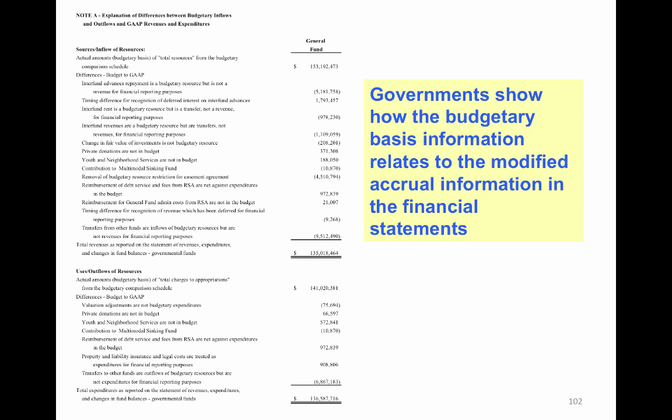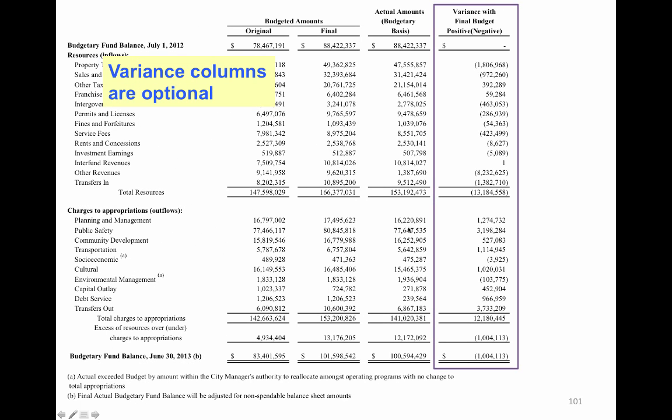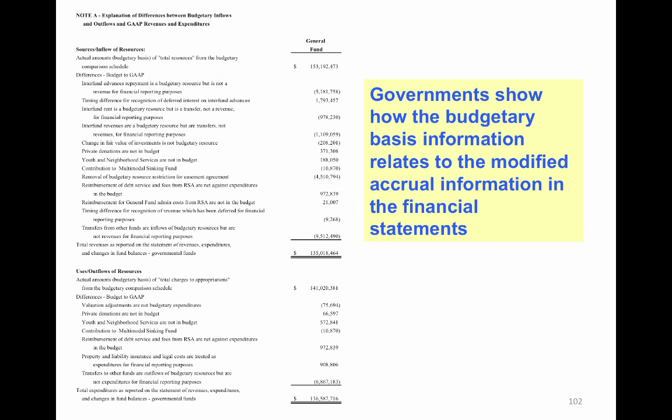You will also see a reconciliation either on the face or next to it, or in greater detail in the notes, explaining how these budgetary basis amounts, the actual amounts on the budgetary basis, so whatever the accounting basis is that's used in the budget, which is something usually very close to cash with some encumbrances on top of it, how that differs from the amounts that are reported under modified accrual in the governmental fund statement of revenues, expenditures, and changes in fund balances.